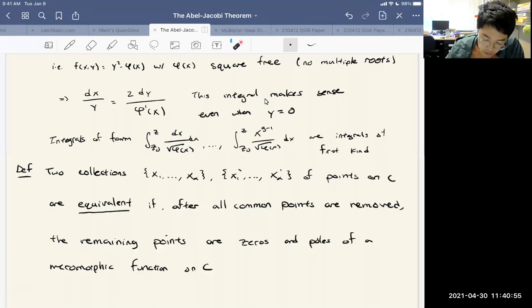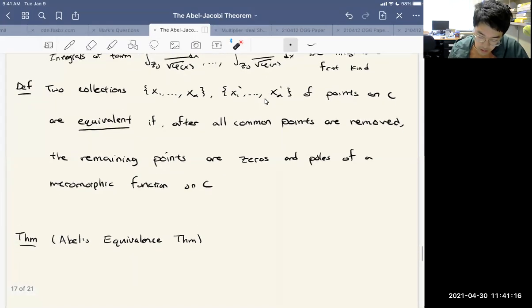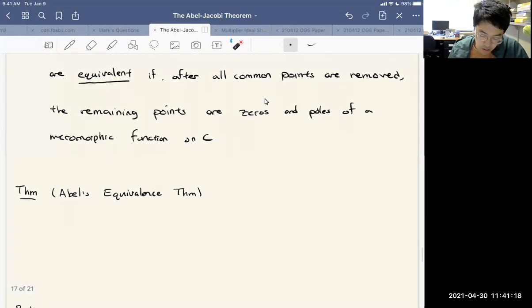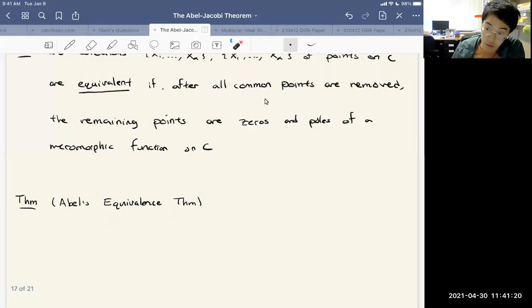If you're familiar with algebraic geometry, this really is just linear equivalence of divisors. And we'll see that a little bit later on when we formulate this in more modern language. But for now, I just have some collection of points on C, and I'm defining the notion of equivalence. So the important theorem that Abel showed is Abel's equivalence theorem.